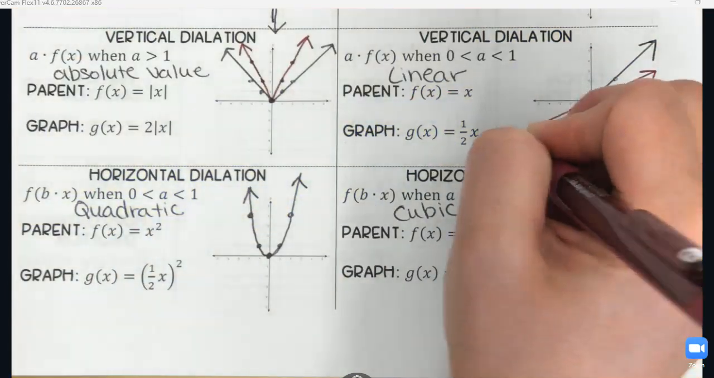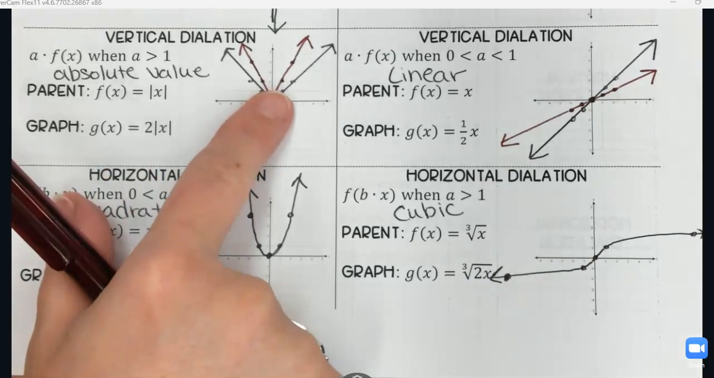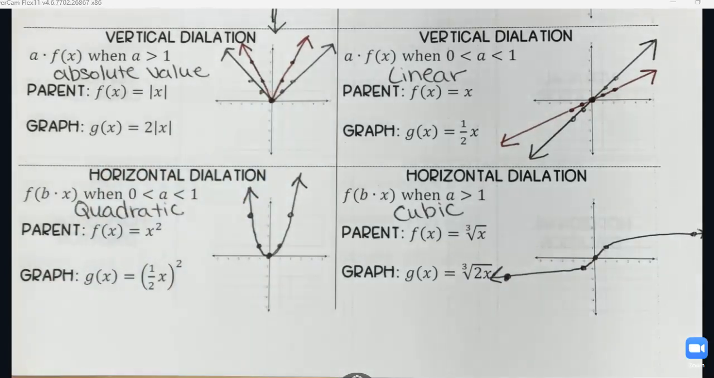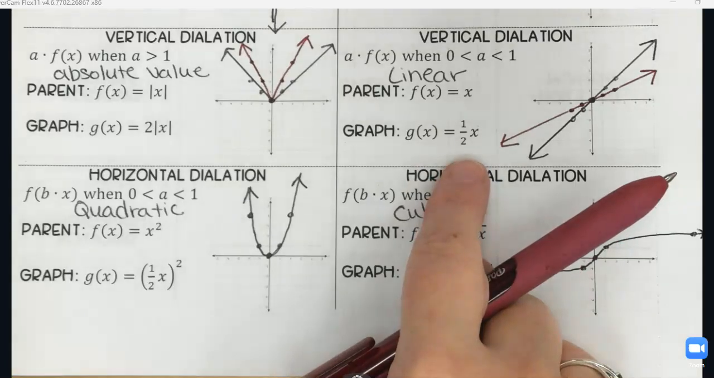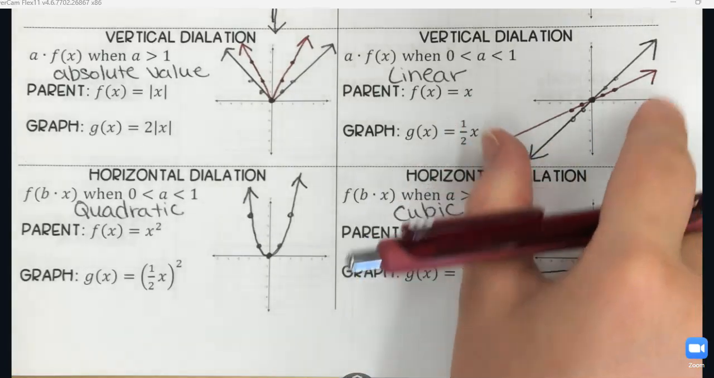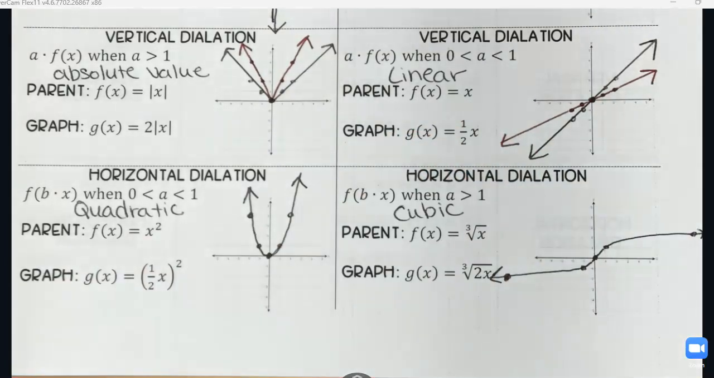And so you can see when that multiplier is greater than 1, our graph got taller and more narrow. When that multiplier was less than 1, our graph got shorter and wider. So visually you can see what has changed depending on the value of your dilation.